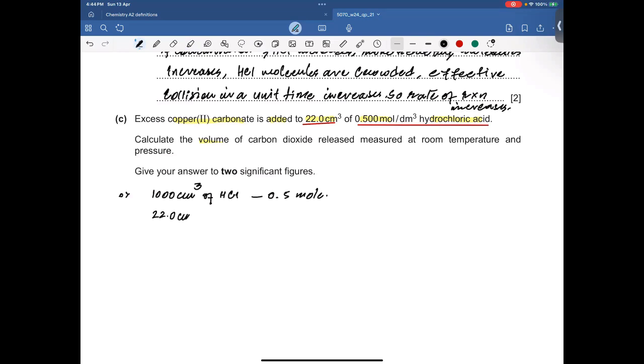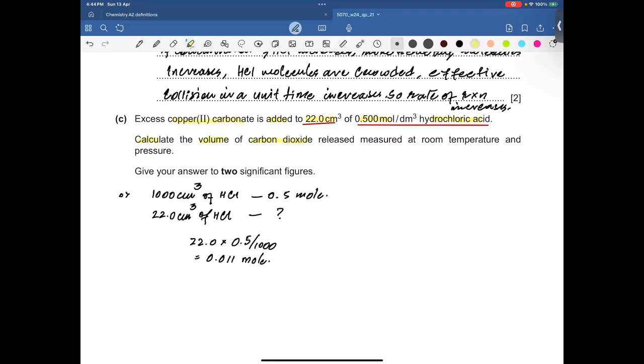So if you have 22.0 cm cube of HCl, moles is going to be how much? It will be 22.0 into 0.5 divided by 1000. So it's going to be how much? It's going to be 0.011 moles. Okay, let's read the question again.